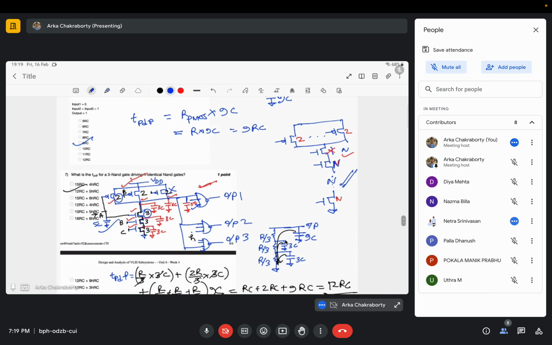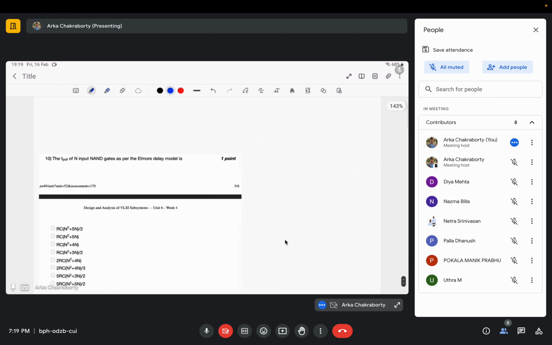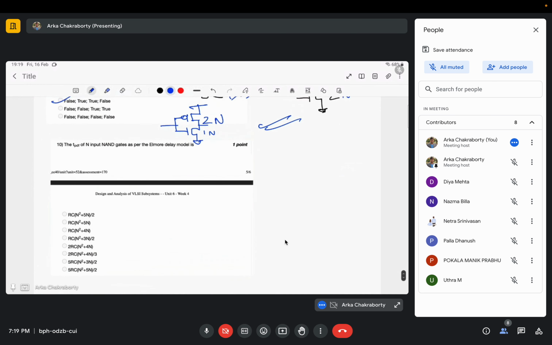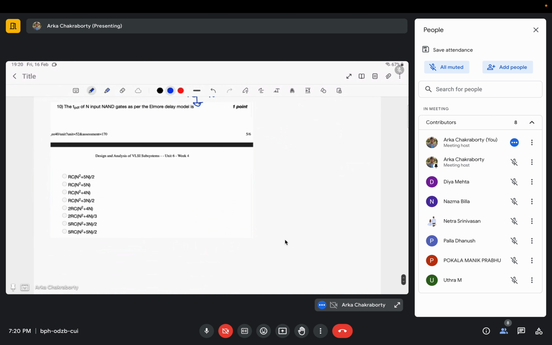Okay, fine. Then let us move to the last question of the day. The question is, the propagation delay fall of an n input NAND gate as per the Elmore delay model is. Now let's look into it. It will take some small amount of time, and if you can do this circuit by yourself, you can do any circuit, all the circuits that I have discussed till now.